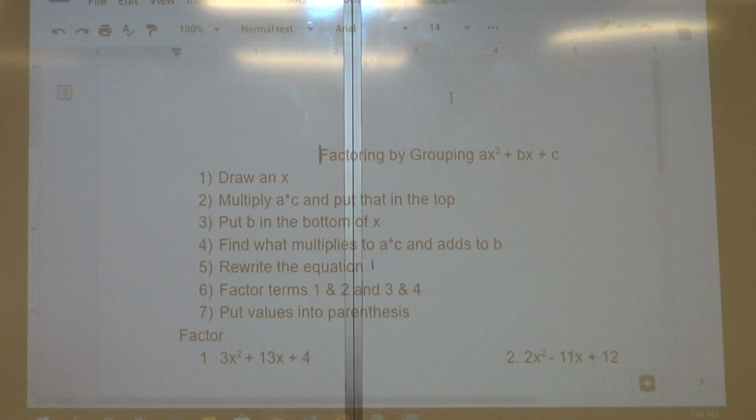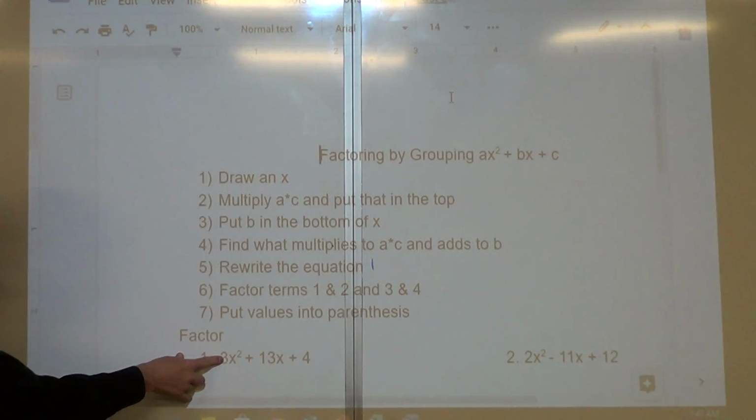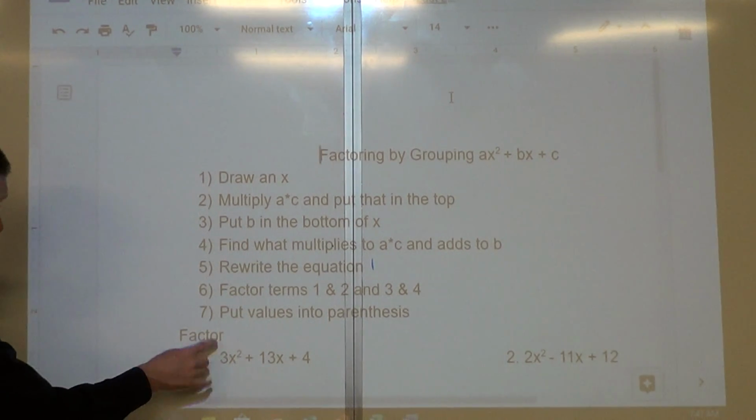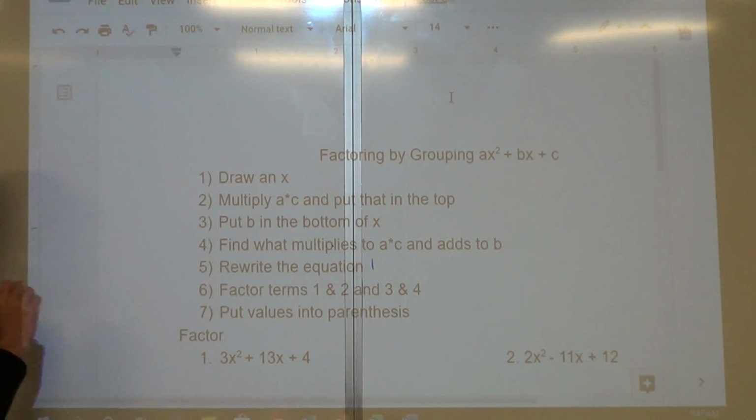So today we're going to go over what we call factoring by grouping. Before, when we looked at factoring, the number in front of the x squared was a 1. Now we're going to look at where we have a different value, any other number but 1, and go through factoring.